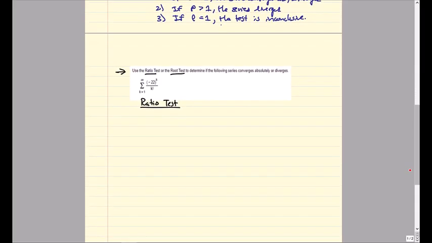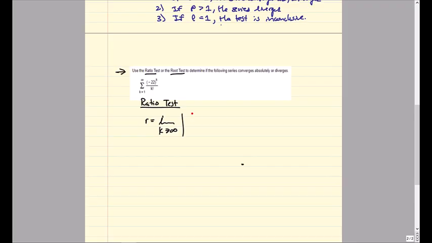So let's look at the ratio test. So the ratio test, I'm looking at my value for r is equal to the limit as k approaches infinity of the absolute value of my next term divided by my current term. So the next term, basically all my values of k, I would replace with k plus 1.